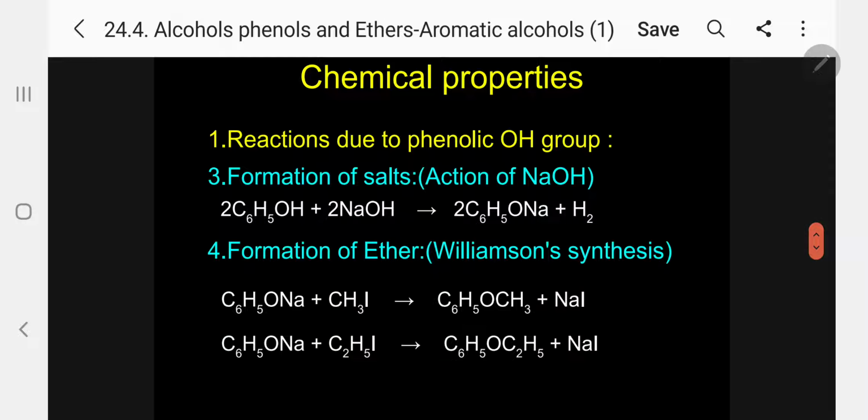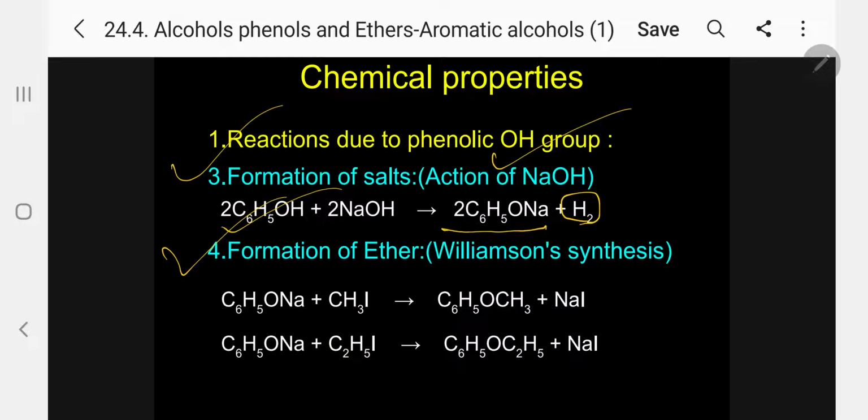The next one. Third, again a reaction due to the phenolic group: formation of salt. Just like other alcohols, action of sodium hydroxide gives sodium phenoxide. So 2 moles of phenol react with 2 moles of sodium hydroxide, giving 2 moles of sodium phenoxide, and hydrogen is liberated.